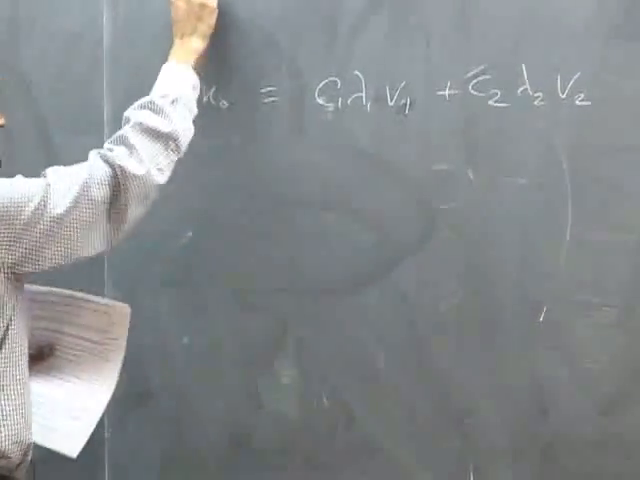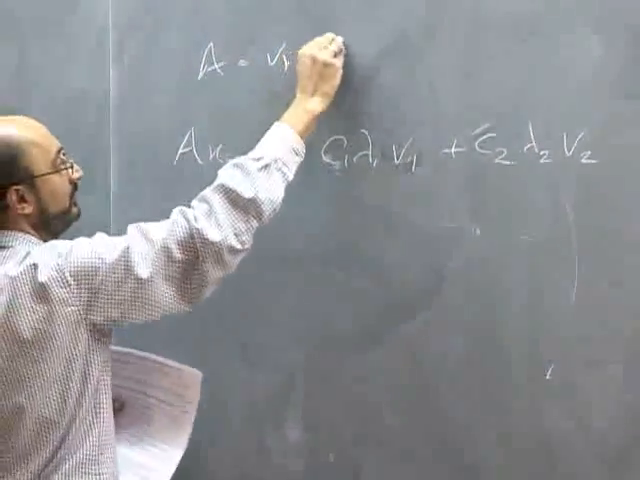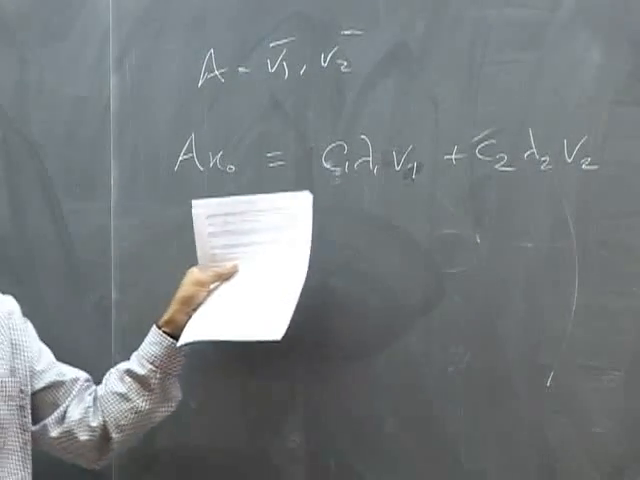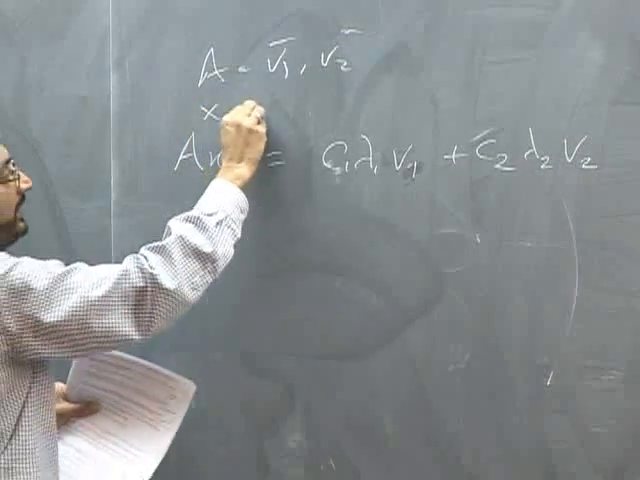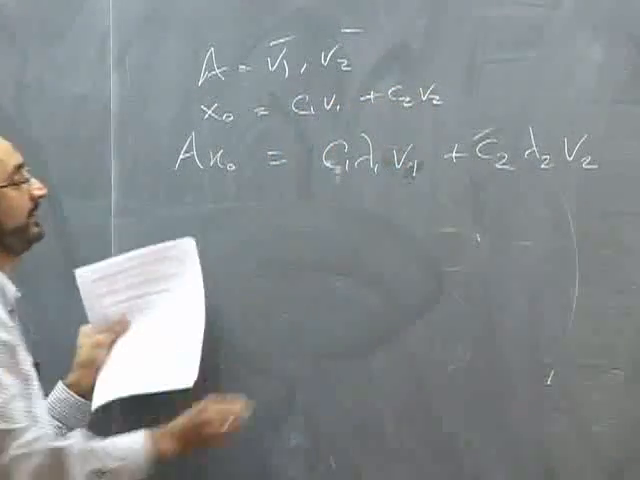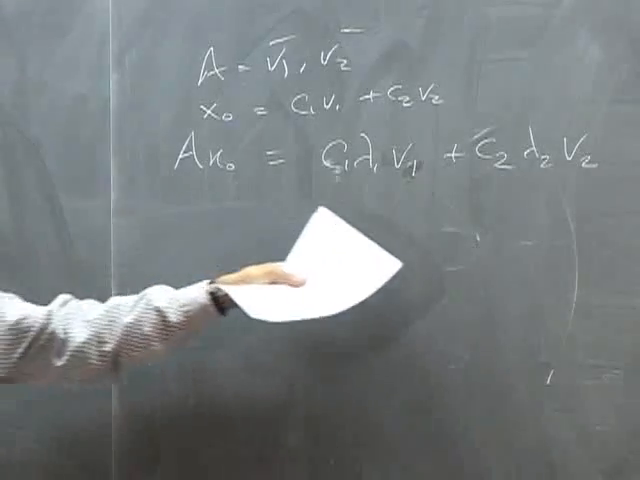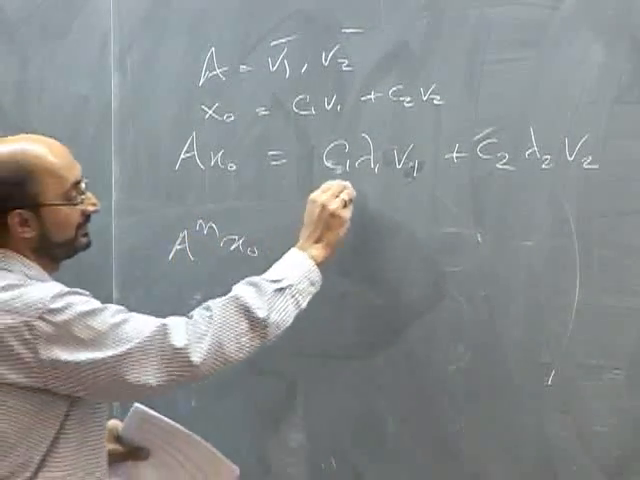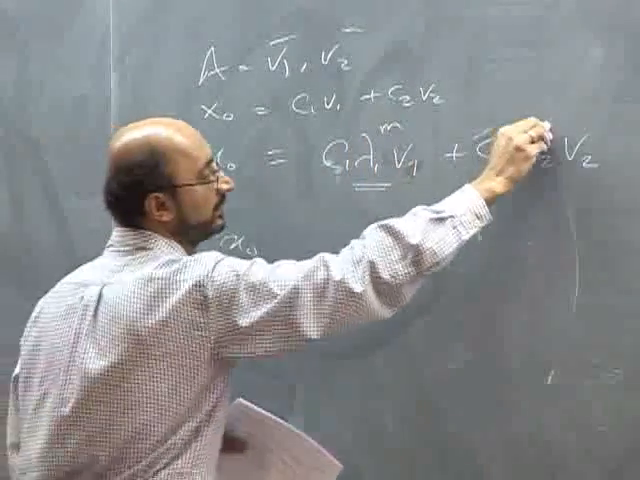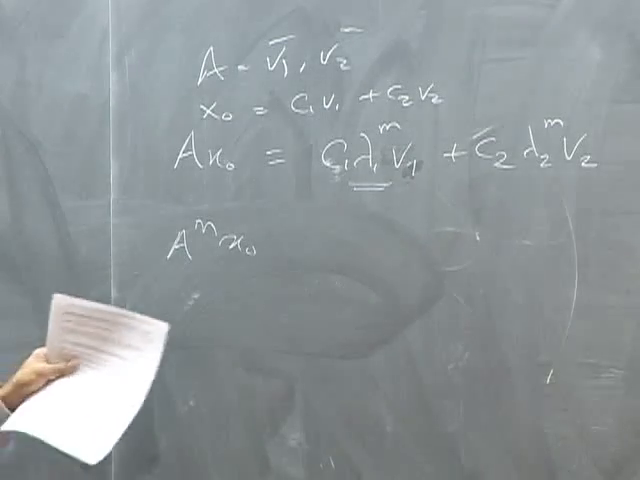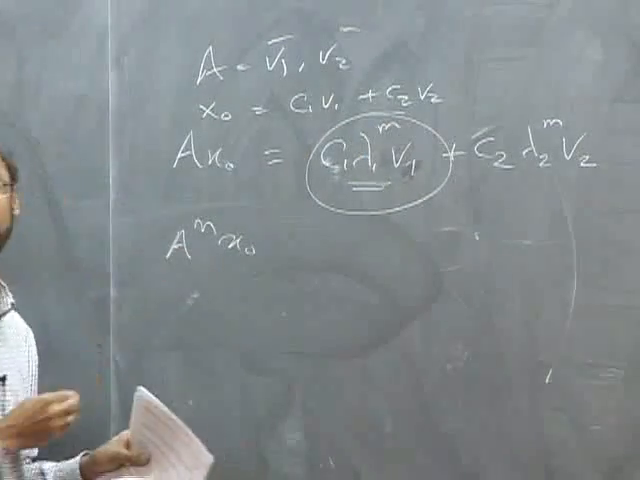If the eigenvectors of A are v1 and v2, and x0 can be written as c1 v1 plus c2 v2, then A x0 is nothing more than this, right? And A to the m x0 is going to just take these guys and raise them to the m, right? We're just going to scale it up. The only thing that matters is this one over here, right?